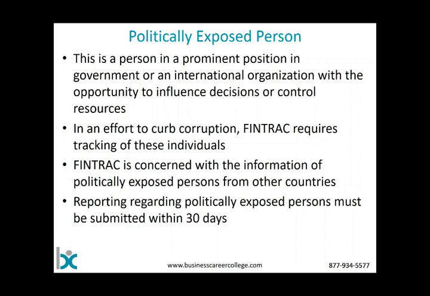So FINTRAC is concerned with the information specifically about politically exposed persons from other countries, or as they call them, politically exposed foreign persons. When there is reporting around a politically exposed person, there is a 30-day period for you to submit that. So those reports do have to be submitted within 30 days of the incident happening.